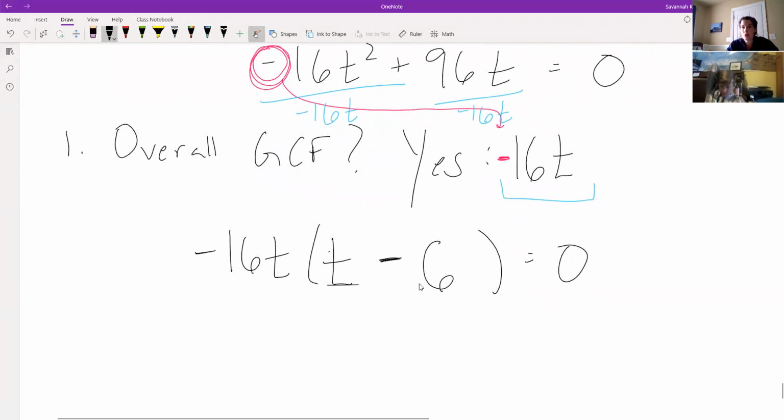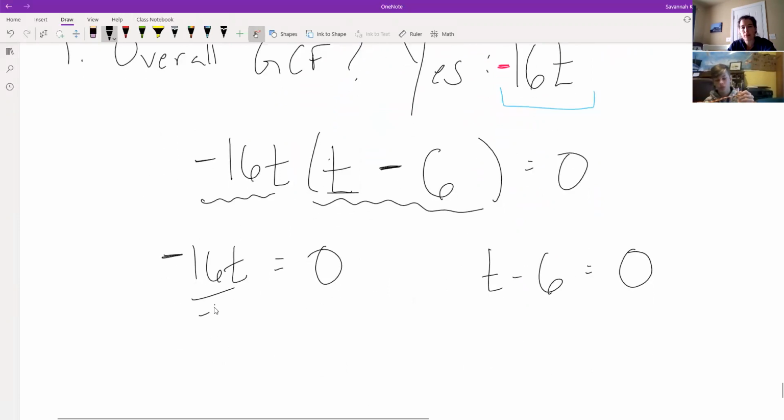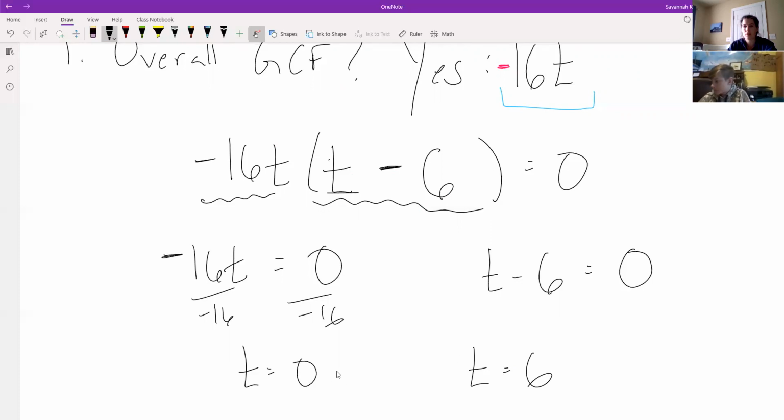And I really don't need to count the terms or do anything beyond that. I just need to set, I've got 2 pieces. I've got the GCF and I've got the leftovers. Set those equal to 0 separately. If I divide by -16 both sides, t is going to equal 0, and t is going to equal 6. And this is seconds.